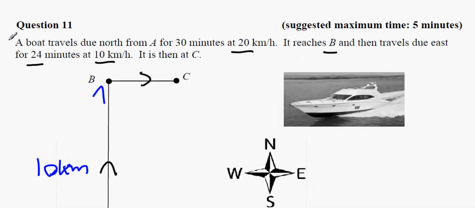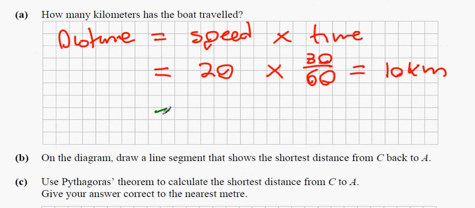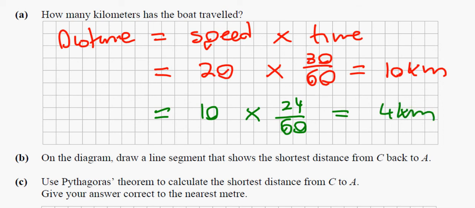For part 2, she then travels due east at 10 kilometers an hour for 24 minutes. So same thing as last time. The speed is going to be 10, but the time is now 24 minutes out of 60. So 10 multiplied by 24 divided by 60, and that's going to get you 4 kilometers. So you go 4 kilometers to the right.